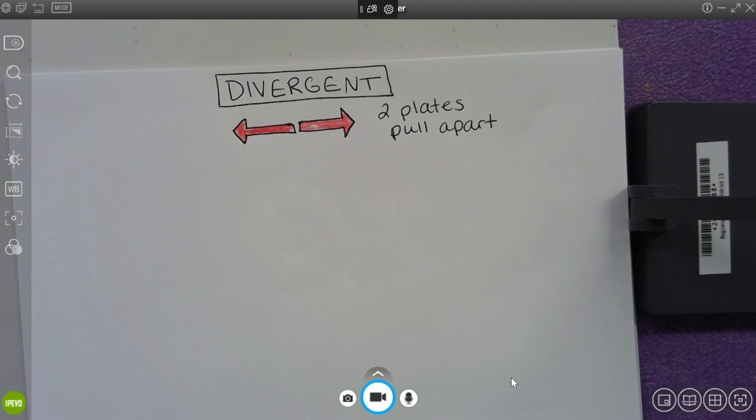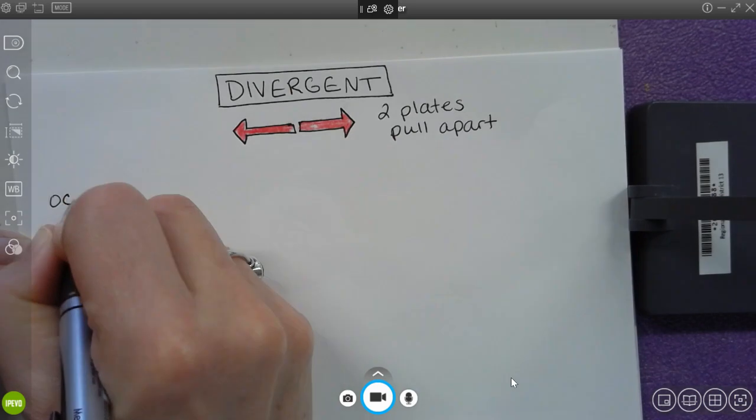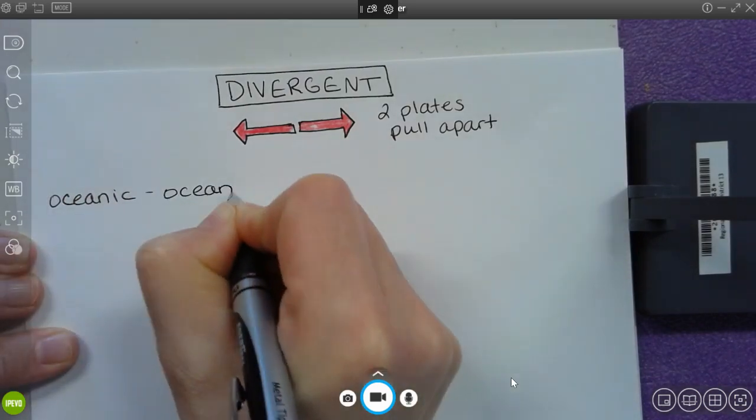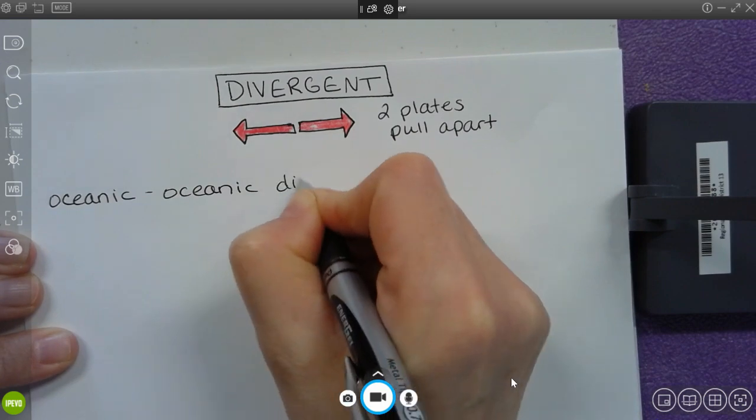So the two types of plate boundaries we're going to talk about have to do with the type of crust that is involved. So the first type we're going to talk about is an oceanic divergent boundary. So oceanic means both plates are oceanic crust. So oceanic divergent.